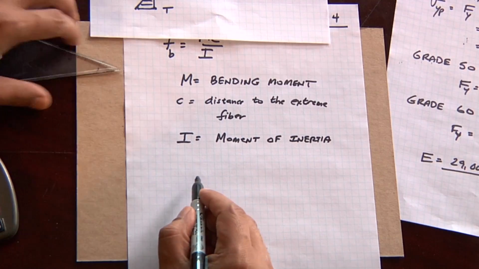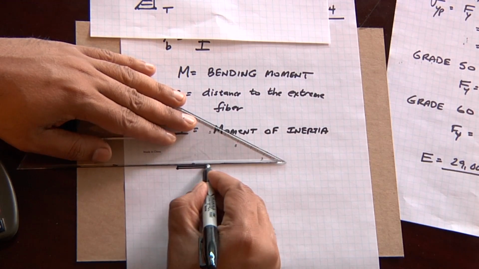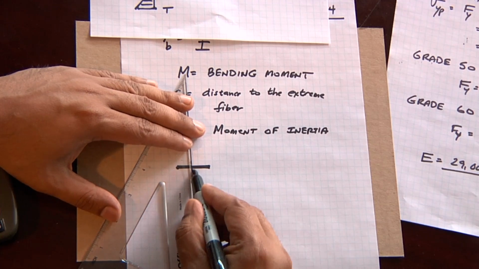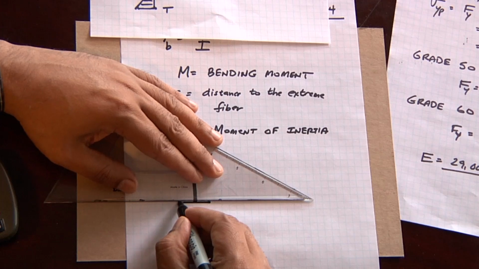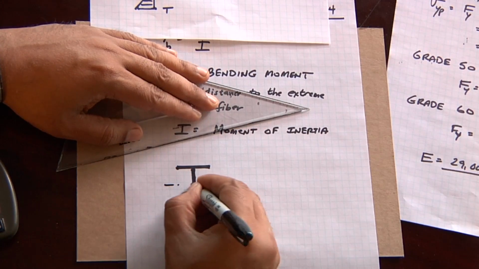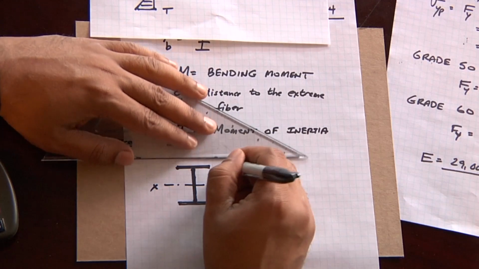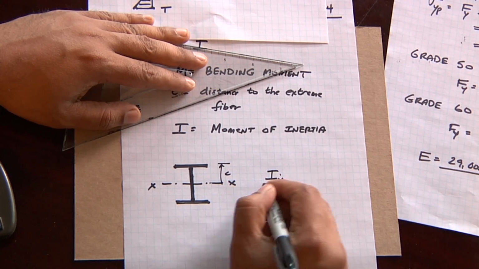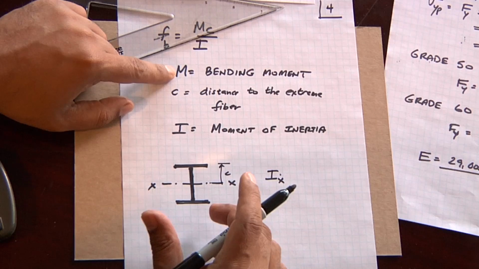So if I look at a cross-section of a steel beam, a very typical steel beam, we'll make it a wide flange I-beam section, which looks something like this. I'm symmetric about my x-axis. C is the distance to the extreme fiber. I is the moment of inertia about the x-axis. And M is the bending moment.